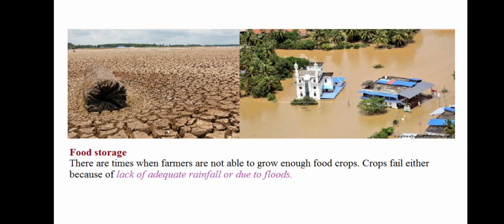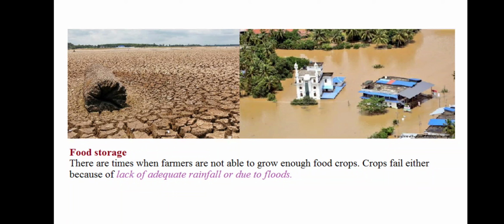When there is no sufficient rain, there is a drought. You can see in the left picture how the ground has dried completely, and it has cracks. It is basically because of drought, because no rain. And on the right picture you can see a flood. The houses are covered in flood, the fields are covered in flood.